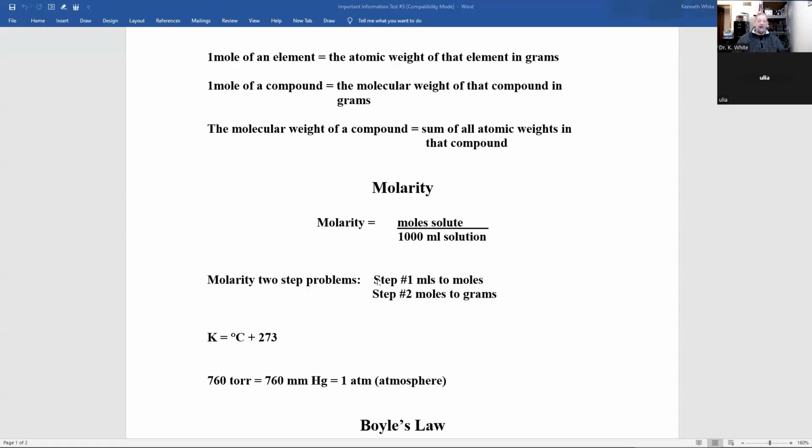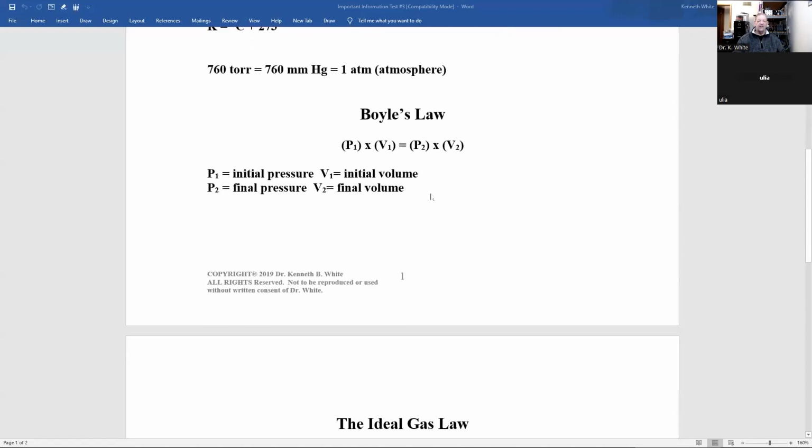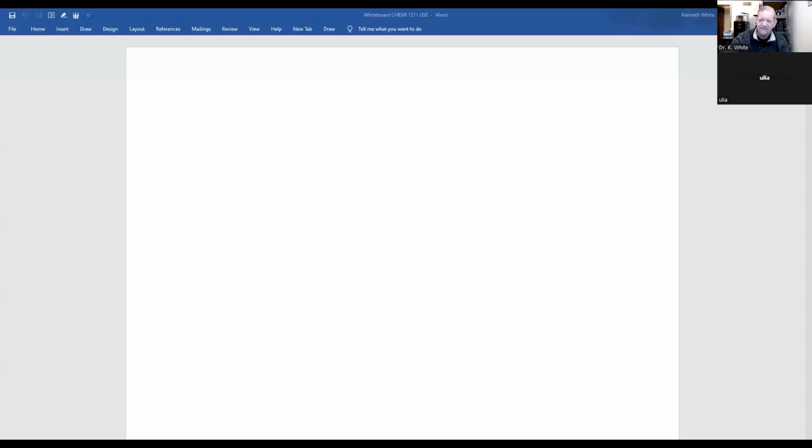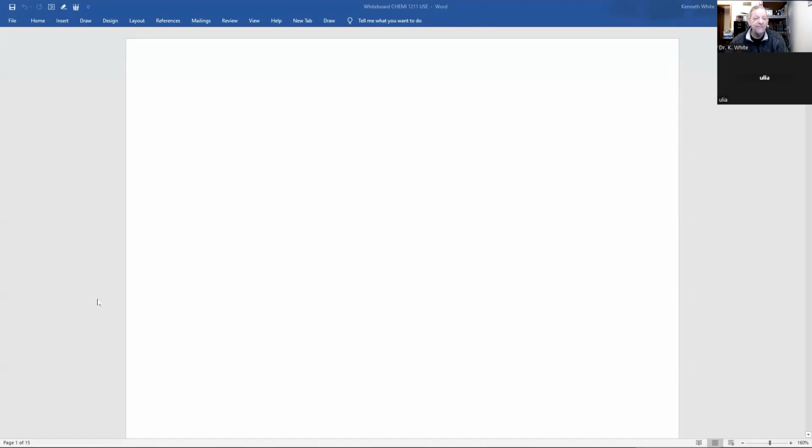So here's Boyle's law. Here it is. P1 times V1 equals P2 times V2. So let's have some fun with Boyle's law. Hold on, I gotta turn on my tablet. And it's on and installed. All right.